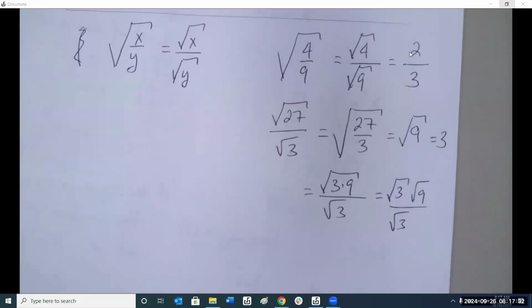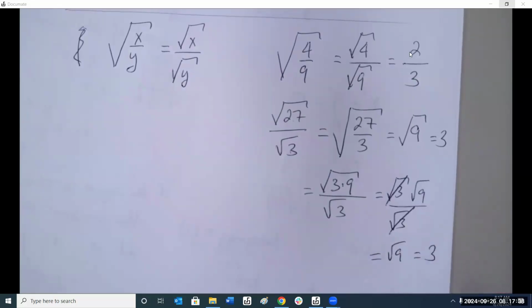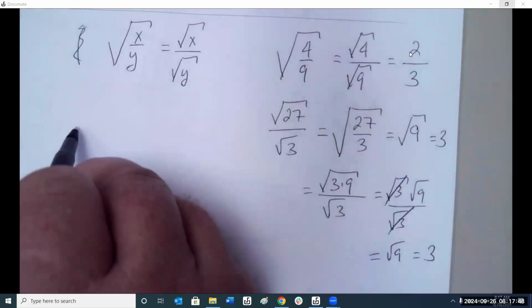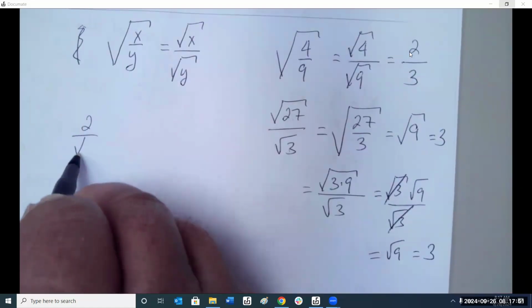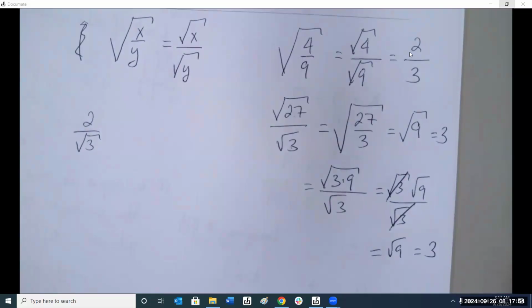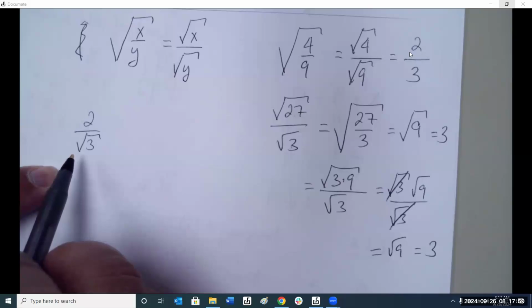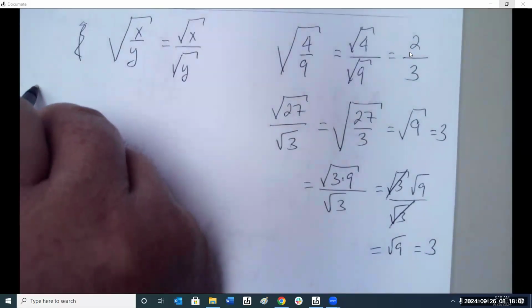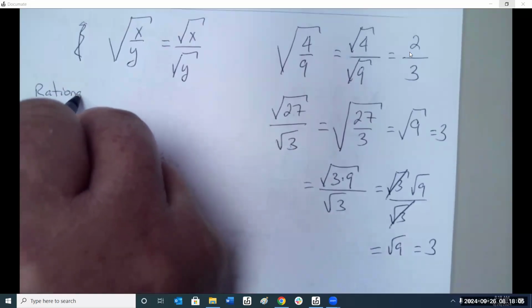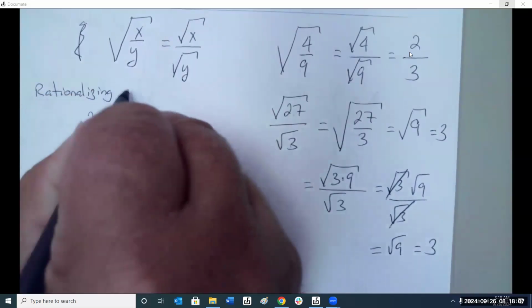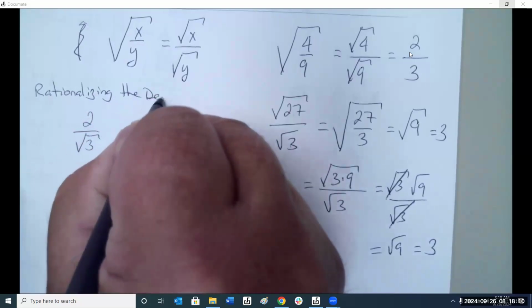So can anything cancel? So we're left with square root of 9, which is 3. As long as you follow the rules, you can't go wrong. If we had this, you cannot have radicals on the bottom. This is what's called rationalizing the denominator.